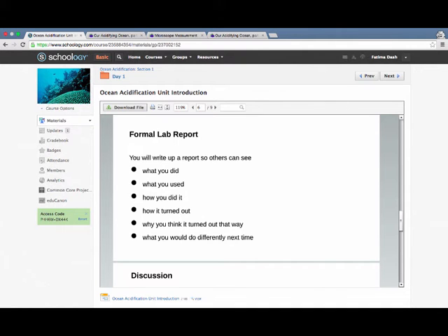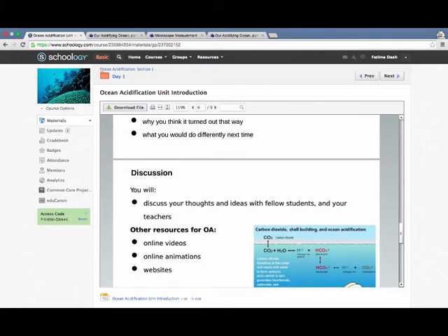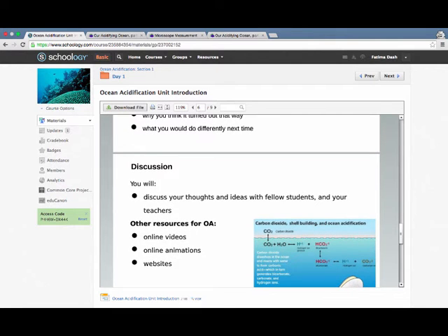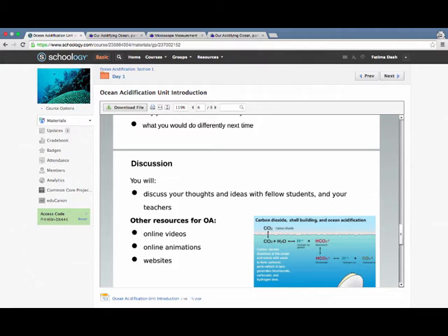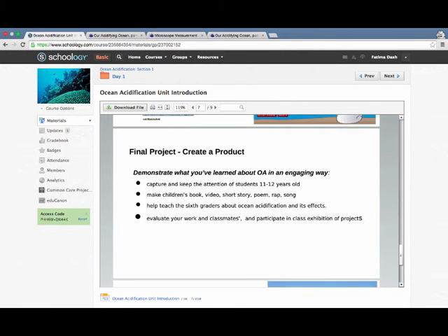The formal lab report is followed by a discussion prompt in which they discuss their ideas with fellow students and teachers. The discussion prompt, the formal lab report, and the other quizzes that they do over the 2 weeks culminate in a final product in which they demonstrate what they have learned about ocean acidification in an engaging way to capture the attention of 11 to 12-year-olds, that is 6th graders.